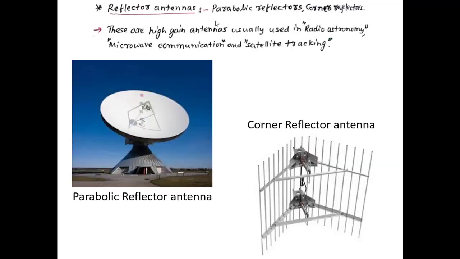Reflector antennas, the parabolic reflectors used in the TV stations to receive the signal, and corner reflectors used in the radar application. These are high gain antennas usually used in radio astronomy, microwave communication and satellite tracking.